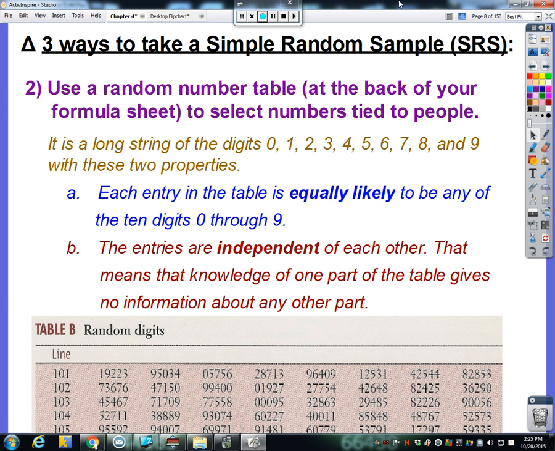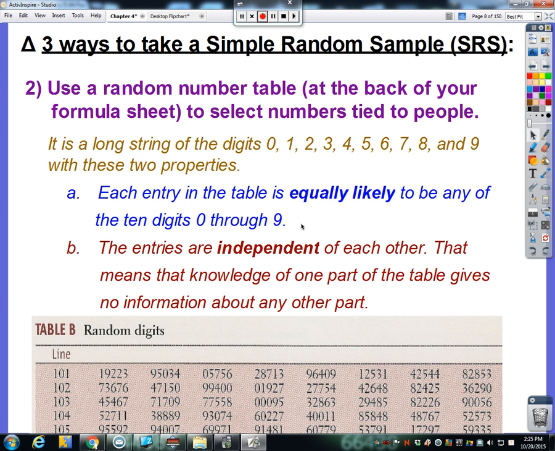We could also use a random number table. These are typically in the back of your book. I have one in the back of your formula sheet for you. And there's just a long string of digits between 0 and 9. Now, the thing to know is the random number table truly isn't random. It's based on an algorithm, which means it's called pseudo-random, but it's random enough for our purposes, okay?